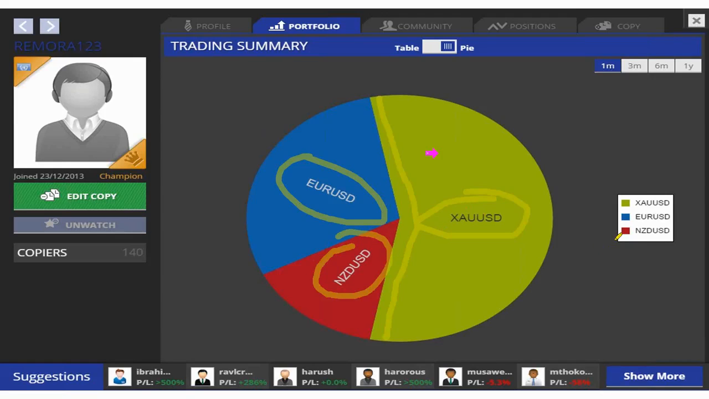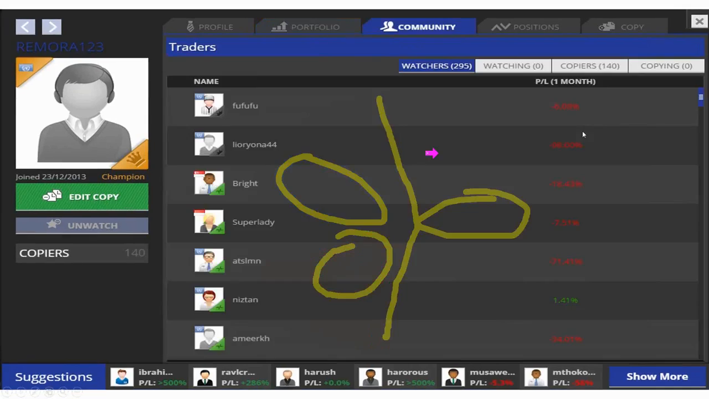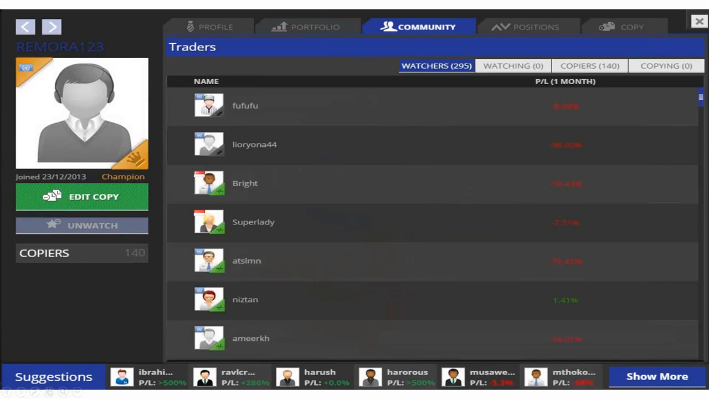It's fantastic. It shows you a breakdown of the portfolio. It shows you what they're trading. But I'll move on to the next slide because I don't want to hang around too long. I want to make sure that we do a live trading scenario. I'll just get rid of the drawings.